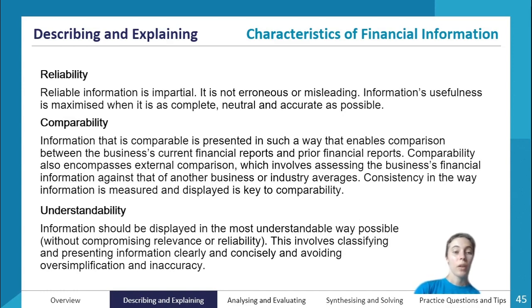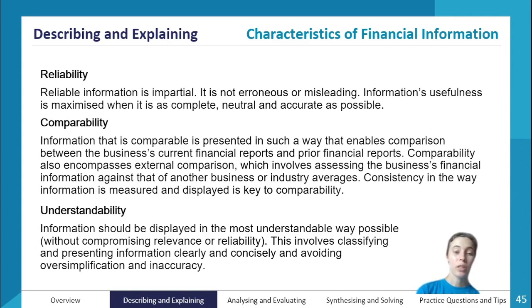So reliability, it's important that information is impartial, so it can't be full of errors, and it can't be misleading in any way, because it's most useful when it is complete, so there's nothing missing, it's neutral, so no biases have influenced the way it's presented or what's included, and it's as accurate as possible as well.